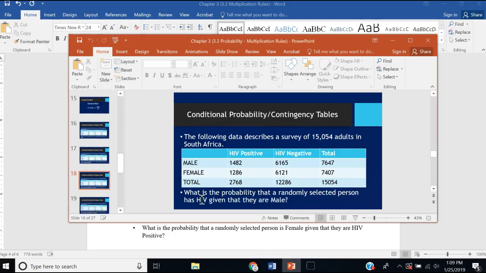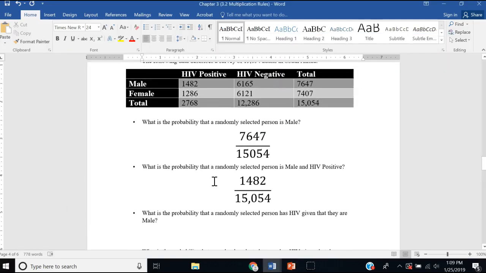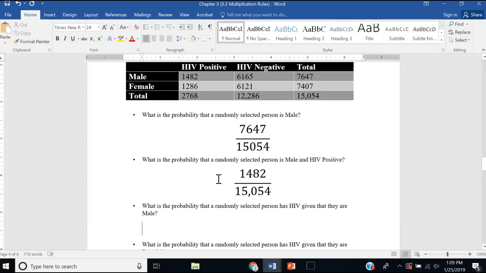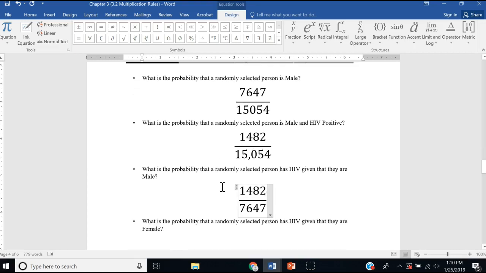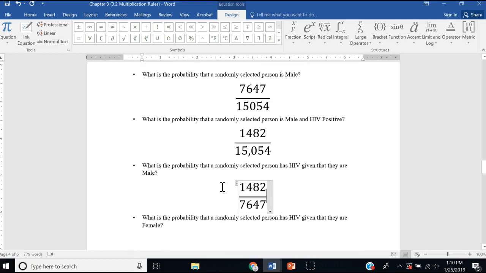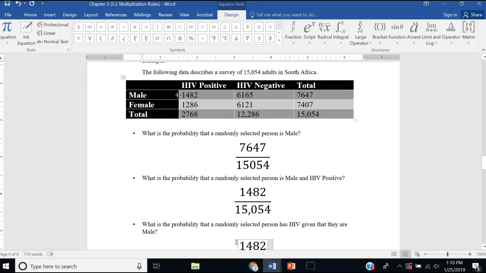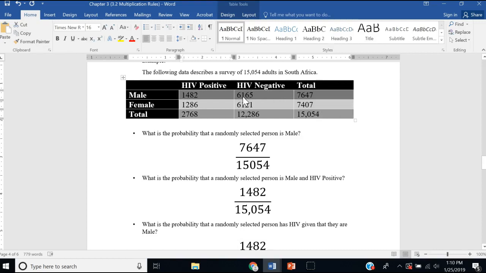So hopefully you saw that. Let me write that down. 1,482 out of, again, since we're given that they're males, we're just looking in the group of males and I'm ignoring everyone else. 1,482 out of 7,647. Okay. And so what we saw here is that we can just focus on this very top row if we're given males. And similarly, if we're given females, we can basically ignore everything except for that middle row.